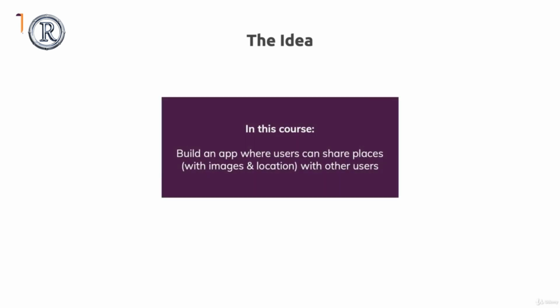Now, as I mentioned, often this is a step you can skip or which is skipped automatically because you already have a pretty clear idea of what you want to build and which problem you want to solve. In this course, I want to build an app with you where users can share places, their favorite places or any places they feel like are worth sharing, where each place has an image and a location and a title and so on with other users.